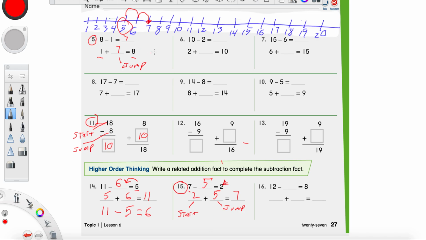Okay? So go ahead and try number 6, 7, 8, 9, 10, 12, 13, and 16 completely on your own. All right? And you know what? If you have extra time in class, give page 28 a try too. It never hurts to brush up on your story problems.